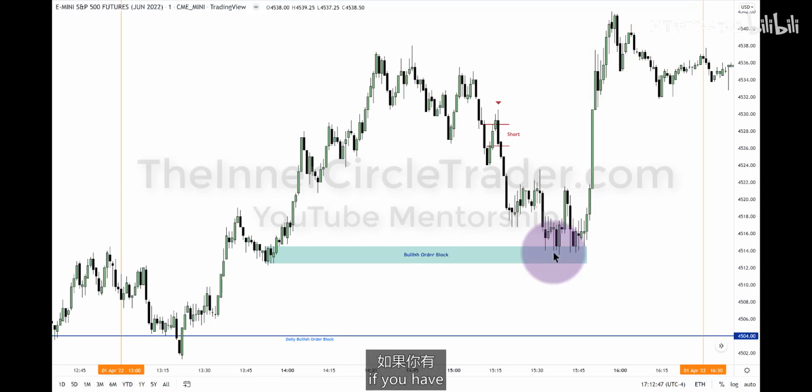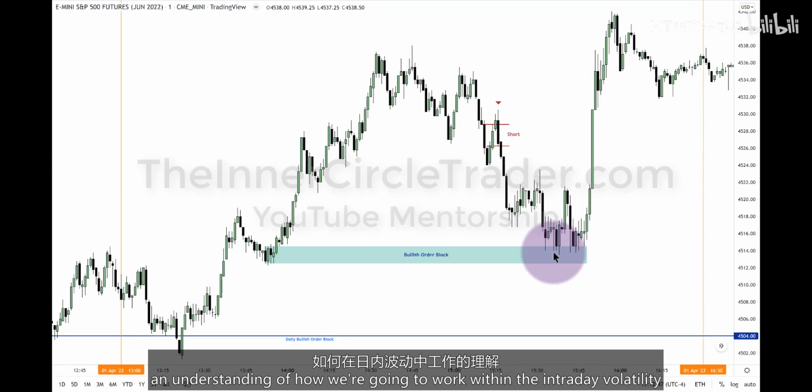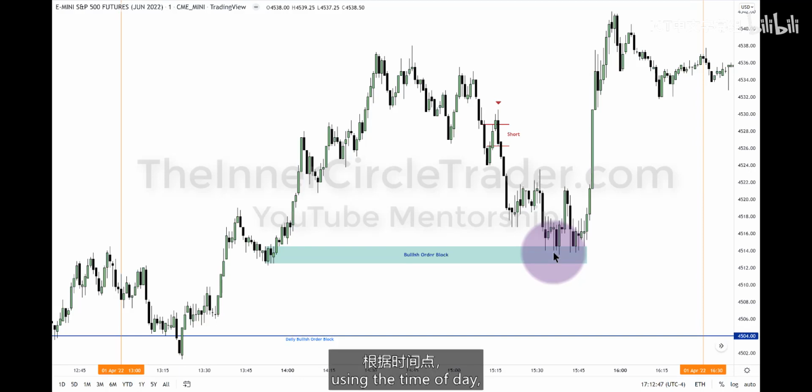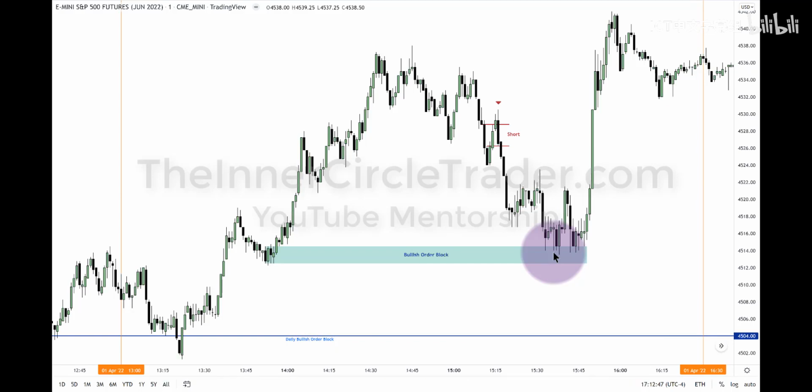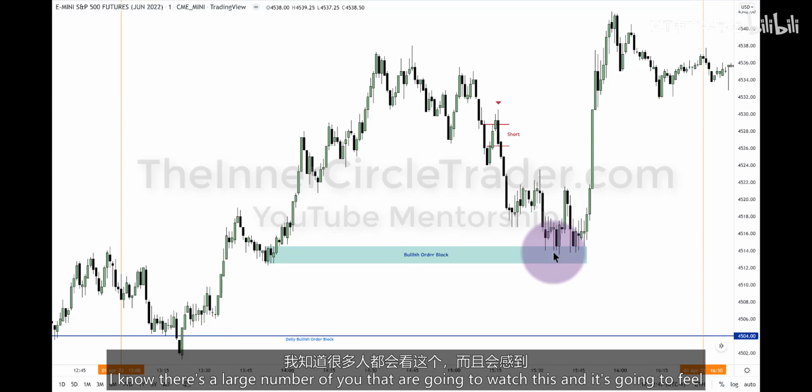So, if you have an understanding of how we're going to work within the intraday volatility, using liquidity, using the time of day, using the day of week, all these things come together and they make a really beautiful tapestry so you can read price action.